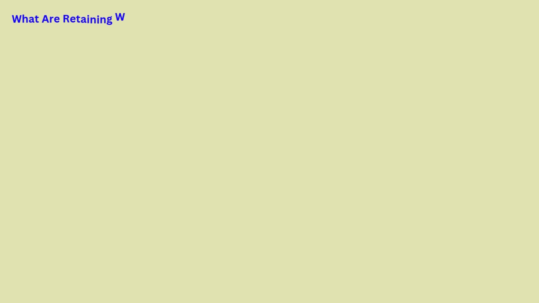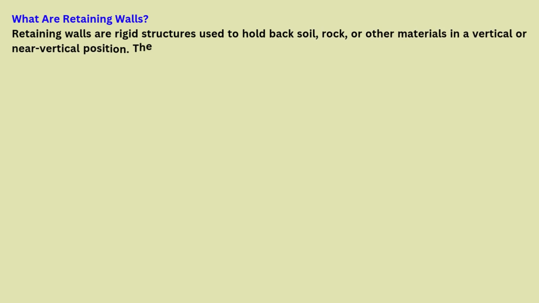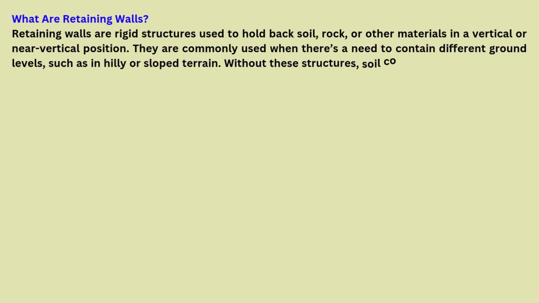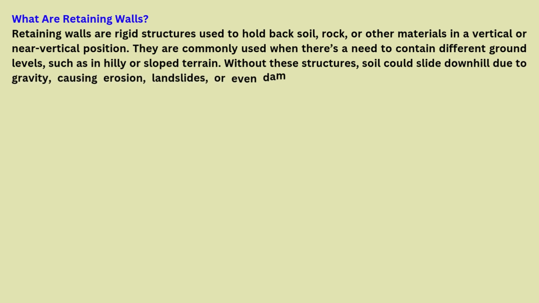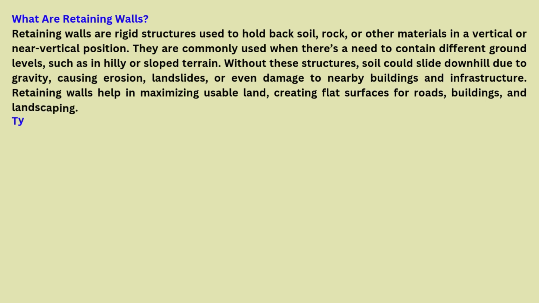What are retaining walls? Retaining walls are rigid structures used to hold back soil, rock, or other materials in a vertical or near-vertical position. They are commonly used when there's a need to contain different ground levels, such as in hilly or sloped terrain. Without these structures, soil could slide downhill due to gravity, causing erosion, landslides, or even damage to nearby buildings and infrastructure. Retaining walls help in maximizing usable land, creating flat surfaces for roads, buildings, and landscaping.